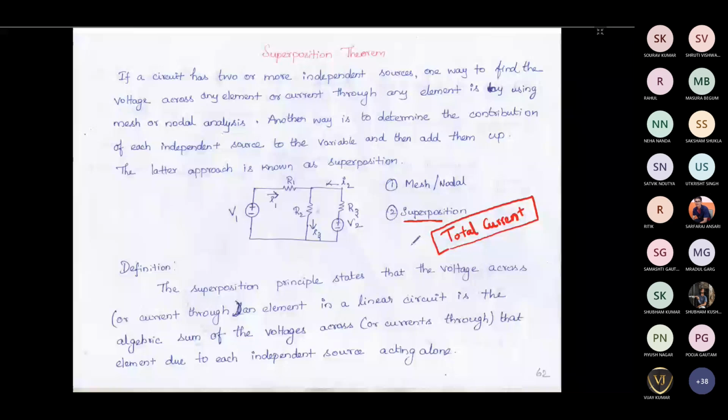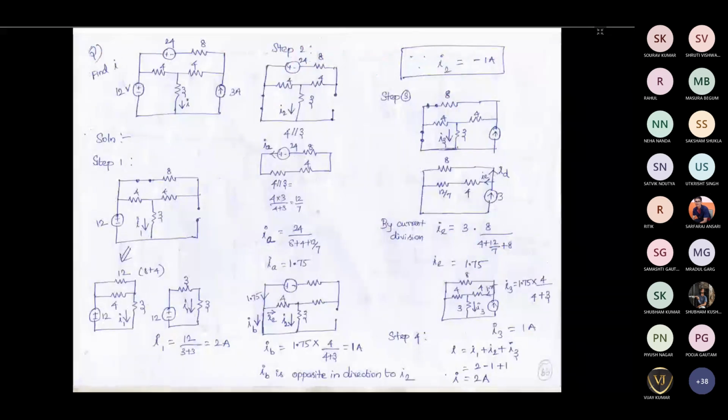So if you are having three sources, then three sources will contribute to any particular current in one circuit. So instead of finding the overall effectiveness at a single time, we are going to see the contribution of individual sources. Then later on, we are going to add all those individual responses in order to obtain the overall current or voltage.